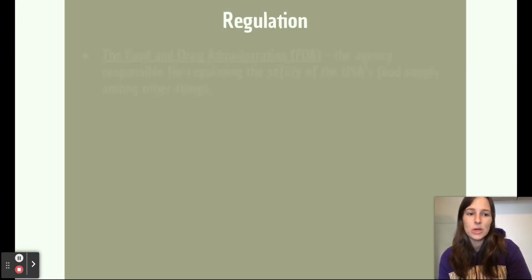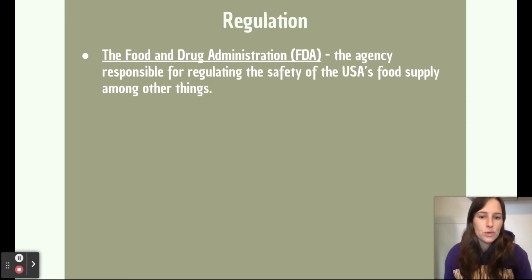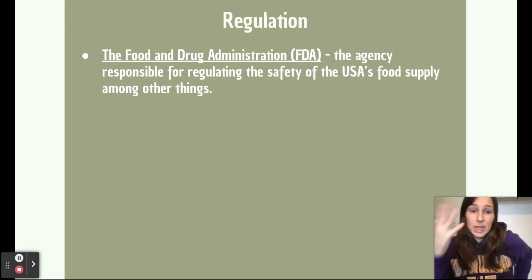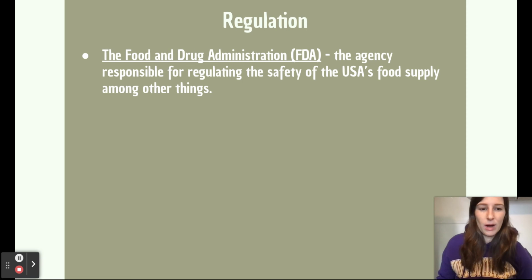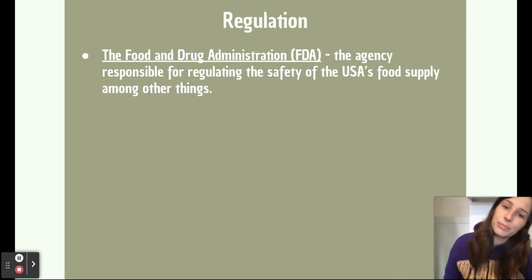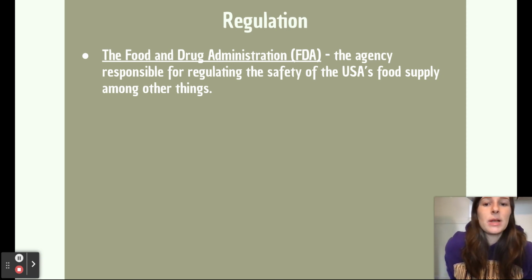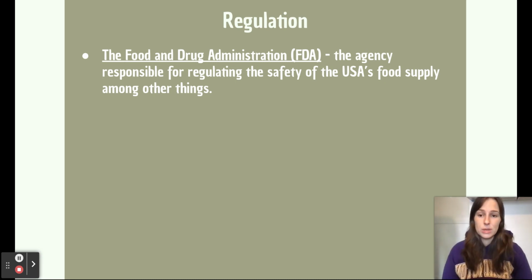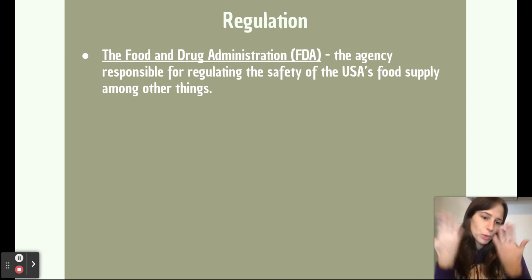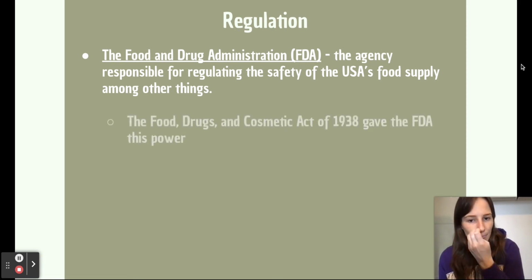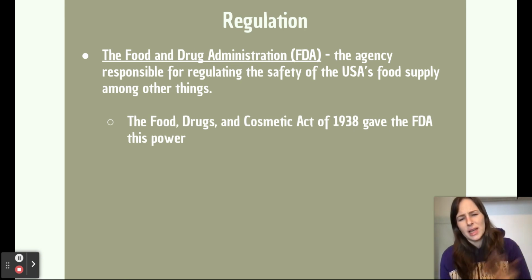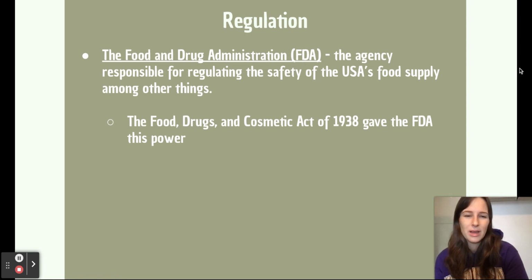All right, so here's some information on regulation. Like, what about the laws relating to, can we just put anything in our foods? Are there methods for when you realize it's harmful? What can be done? Here are some important regulations to be aware of. So the Food and Drug Administration, shortened the FDA, is the agency responsible for regulating the safety of the USA's food supply, among other things. They also monitor medicines, cosmetics, tons of stuff, but we're talking about food right now, so that's what we're going to focus on. Now, the Food, Drug, and Cosmetic Act of 1938 is what gave the FDA this power.